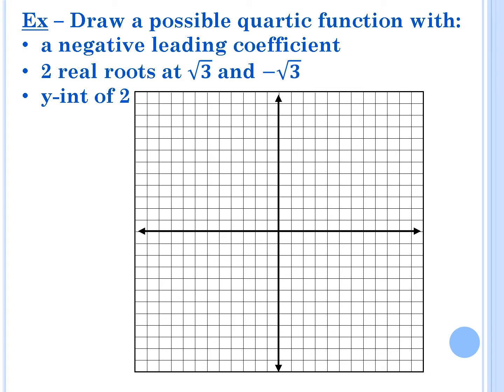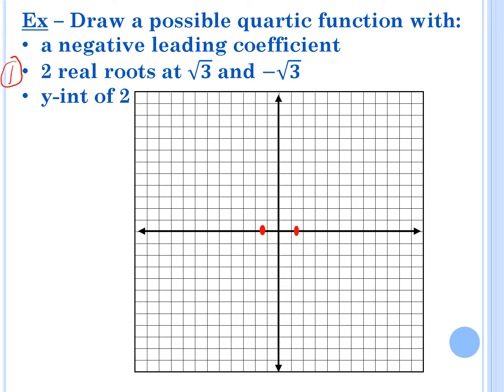Okay, so we want to draw a possible quartic function with a negative leading coefficient, 2 real roots at the square root of 3 and negative square root of 3, and a y-intercept of 2. The first thing you always graph are the roots. The roots, the zeros, the x-intercepts, whatever you want to call them. The square root of 3 is approximately 1.7. So we're going to put a dot at 1.7 and negative 1.7. So we're going to plot those intercepts first. Okay?